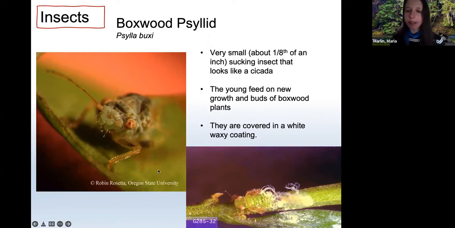And in the spring, they emerge, and they're going to start feeding on the young leaves. The picture is pretty similar to what you might see. There's going to be some white fuzz, which is a secretion from the insect, so you might notice that on the boxwood. Let's see, next slide, please.